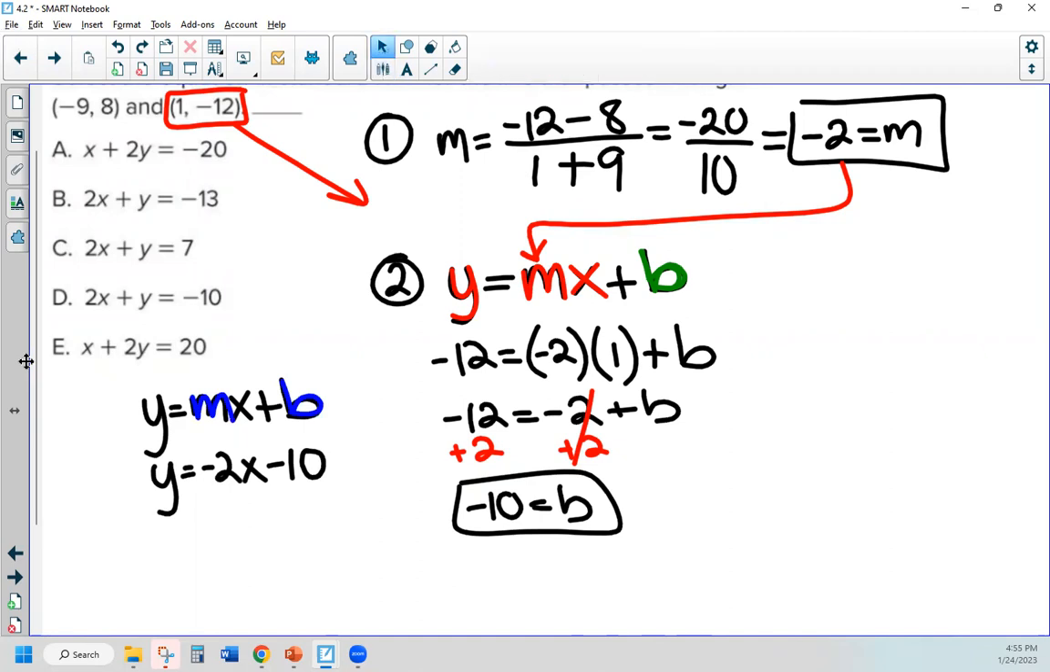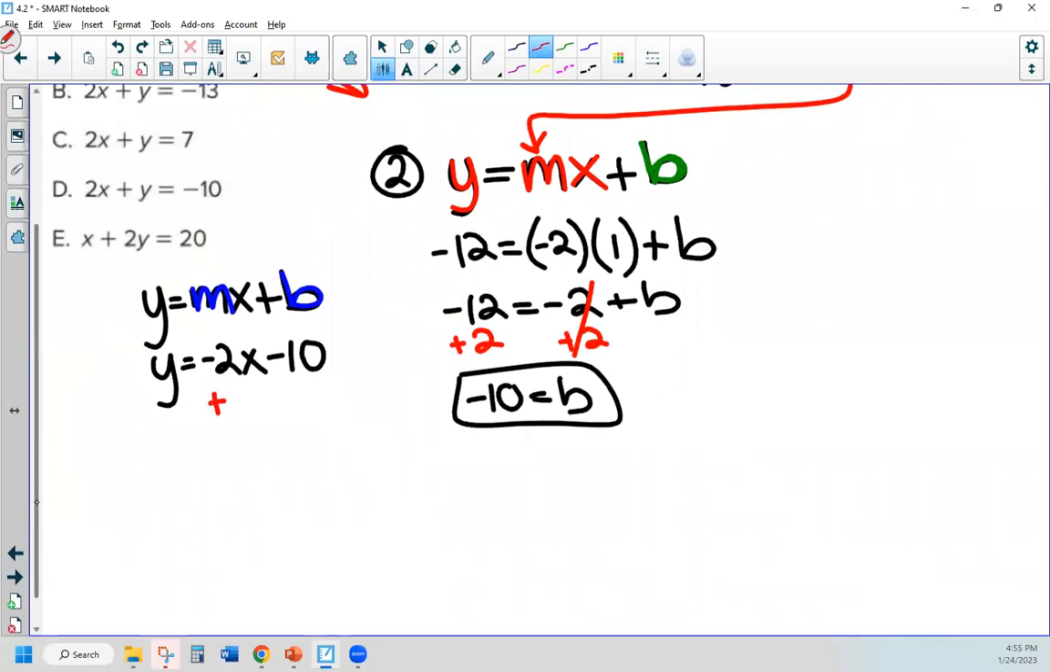Our last step is to make sure that we rearrange everything so it's in standard form. Standard form is when our x term is the leading term. So we would have to add 2x to the other side. That means our final answer is 2x plus y equals negative 10.